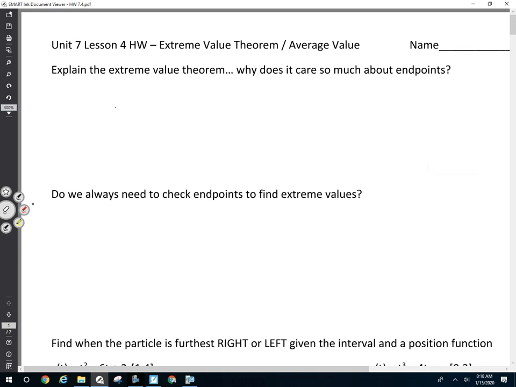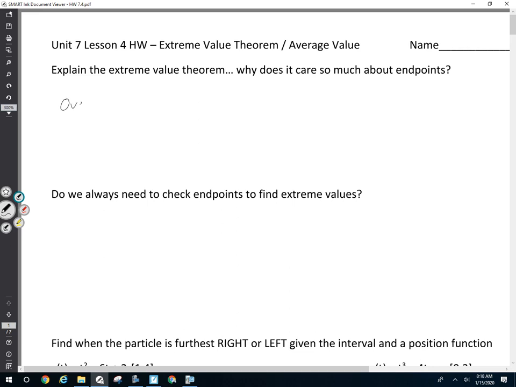Okay, last homework of the unit, Unit 7. Talking about extreme values, so overall maxes and mins, as well as average values. This will help us complete all of those free response questions that we need to be ready to do for our test. First question is, explain the extreme value theorem and why does it care so much about endpoints?